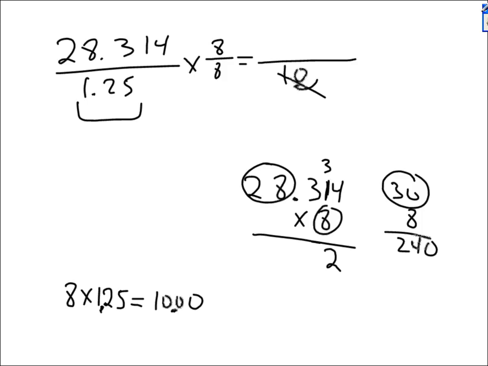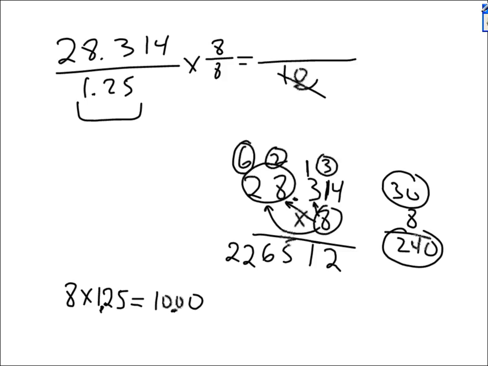Okay, 8 times 1 is 8, plus the 3 is 11. 8 times 3 is 24, plus the 1 is 25. 8 times 8 is 64, plus 2 is 66. And 8 times 2 is 16, plus 6 is 22. The answer should be a little bit less than 240. So there's the answer. It's 226.512. But if I move the decimal on the bottom one place, I have to move it on top.